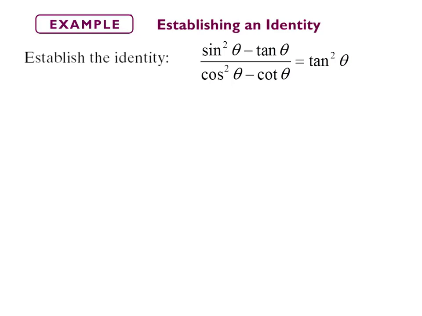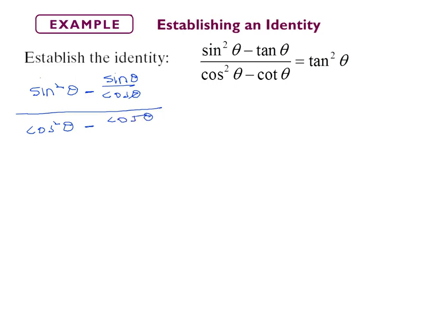Yeah, I would. So let me write that down. So we have sine squared theta minus sine over cosine, over cosine squared theta minus cosine over sine. Okay? All good? All right.